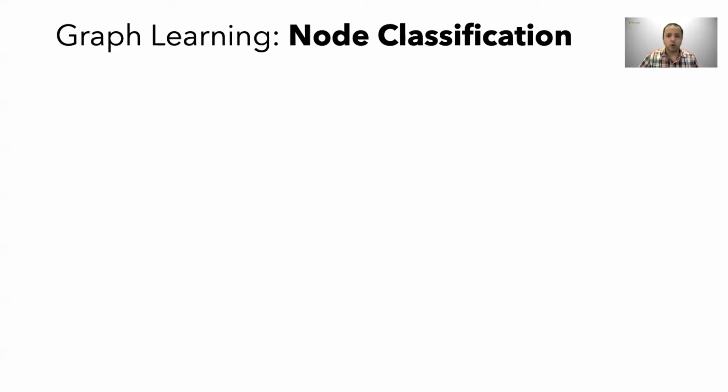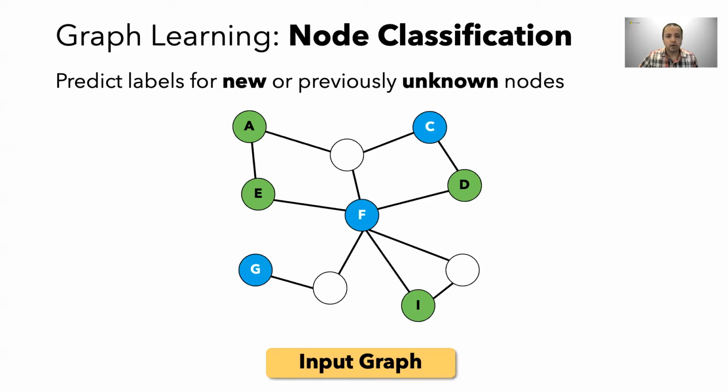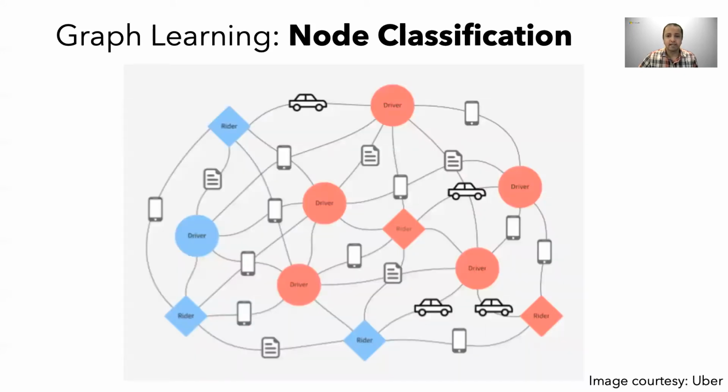Let us now take a look at what kind of learning tasks are possible using graph learning. Broadly speaking, graph learning enables three categories of tasks. The first one is node classification, where given an input graph, the goal is to predict labels for new or previously unknown nodes. A typical example here is in detecting malicious accounts and frauds. For example, given a graph with users and their banking accounts, a bank may want to detect if a new user is malicious. An interesting real-world use case here is by Uber, where they have used node classification to detect collusion among users and drivers in their network.